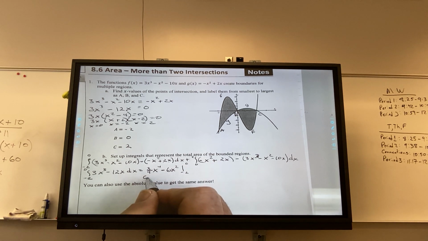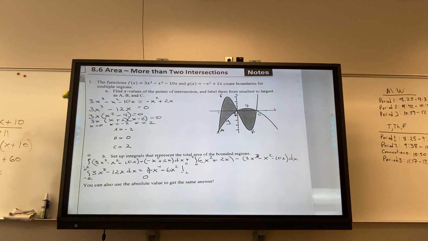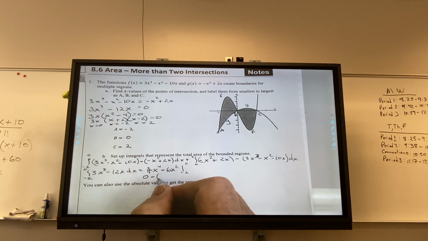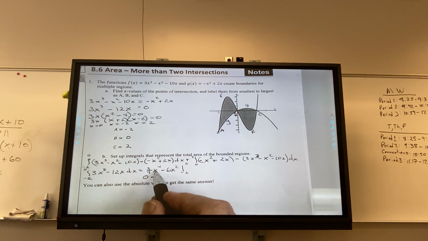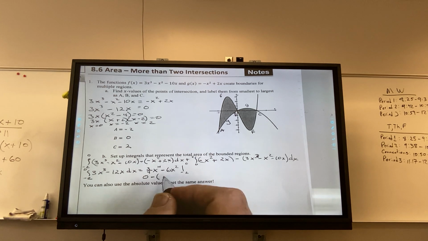When I put 0 in there, I get 0. Would you agree? Now minus, what do I get when I put a -2 in here? Well, -2 raised to an even power is going to be positive. And so 2 to the 4th is 16, divided by 4 is 4, times 3, I believe I get 12.